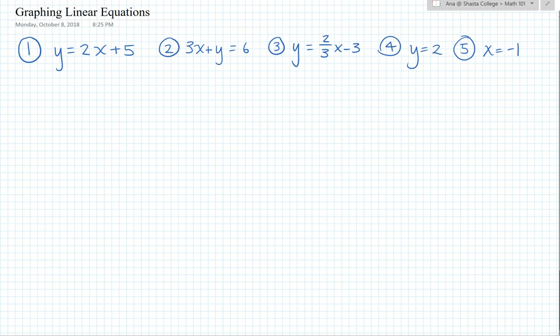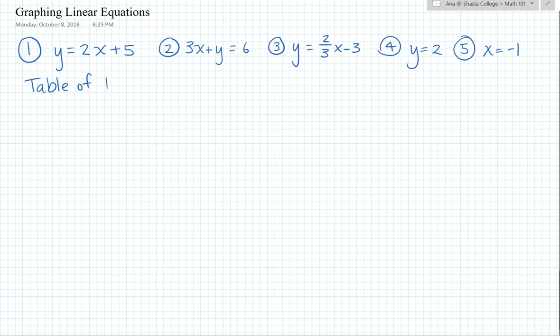Hi, today I'm going to talk about graphing linear equations. I have 5 equations set up for you here. I'm going to use different approaches on each one of them. I am going to graph using table of values, graph using intercepts, graph using slope intercept, and then I'm also going to talk about 2 special cases that we have. So the first one is graphing by creating a table of values.